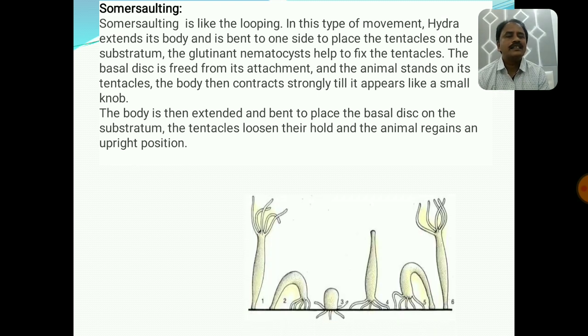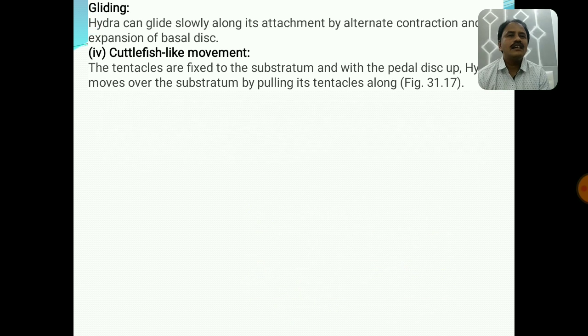Then another method is the gliding method. The Hydra glides, that is slides, very slowly by attachment to the substratum, and it shows alternate contraction and expansion of the basal disc. Another method is the cuttlefish-like movement.